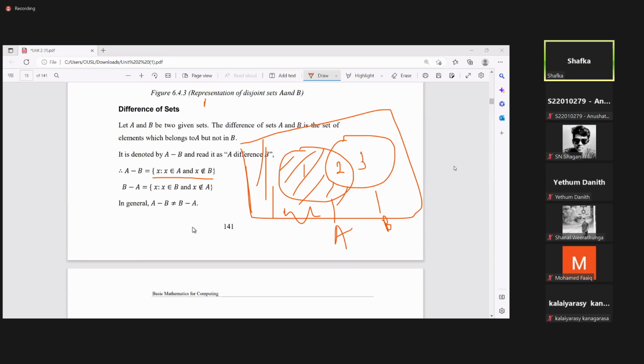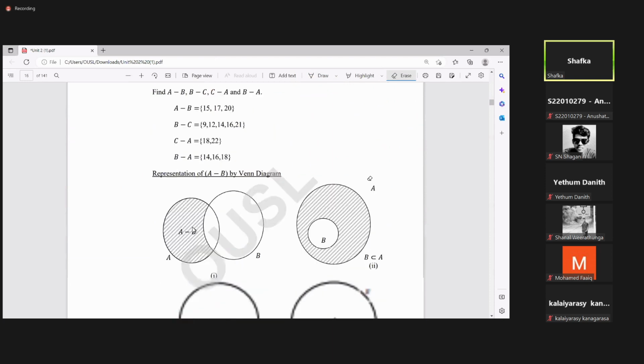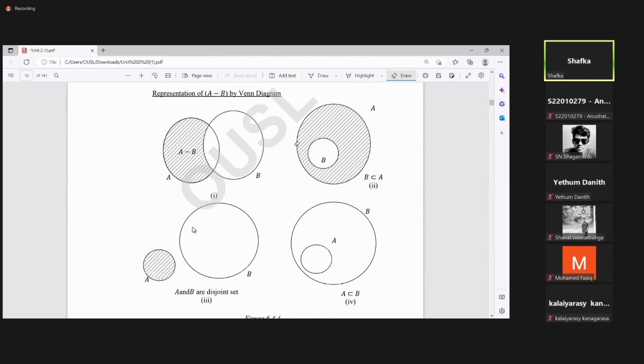Yes. If you are considering the universe, that represents the complement of B. Not the difference. You can't take the universal set to represent the difference. So let us see some representation of A minus B by Venn diagram. If you have an intersection, this removes all the B elements from A. So this region represents A minus B.